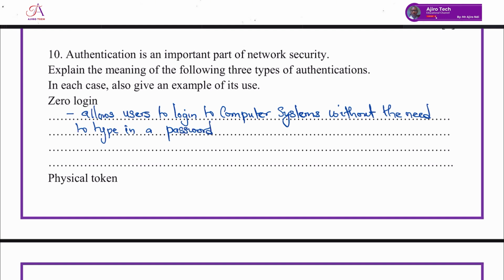Okay, so an example here is going to be what? Example, I'll give you two. It's supposed to be one, but I'll give you two. We have biometrics, and then we have behavioral patterns.